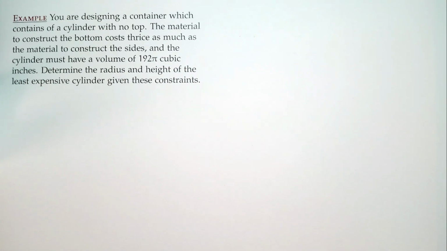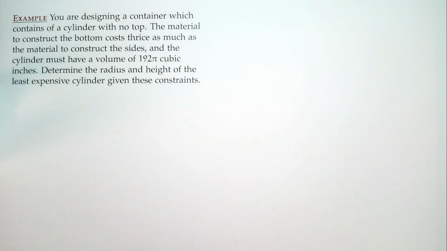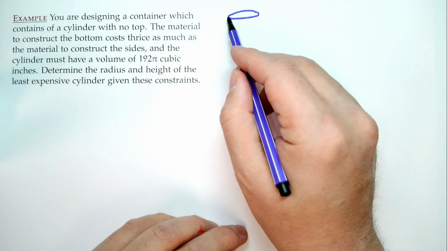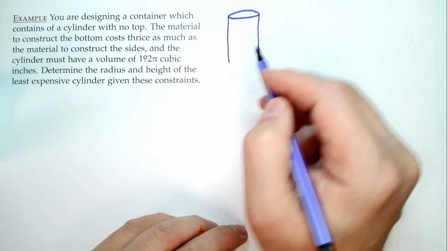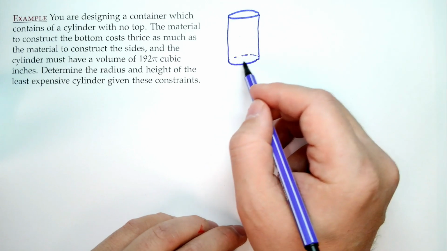You are designing a container which contains a cylinder. It's a cylinder with no top. Okay, so let's see if we can sketch that. So it's a cylinder, and it's an open cylinder, so there's no top, but of course there is a bottom.